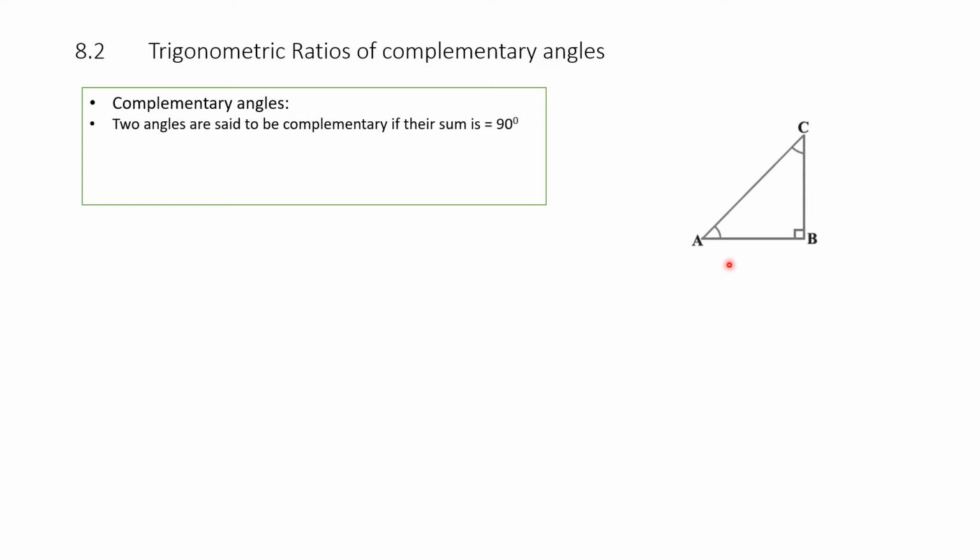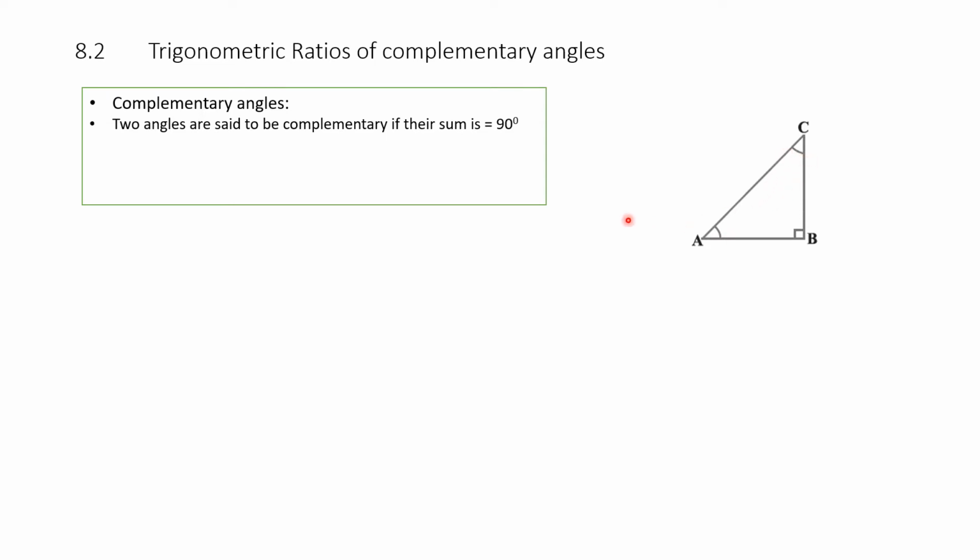There are three angles and the triangle has three sides. ABC is a right angle triangle which is right angled at angle B. This rectangular representation shows 90 degrees, that is angle B is 90 degrees. The other two angles are angle A and angle C.